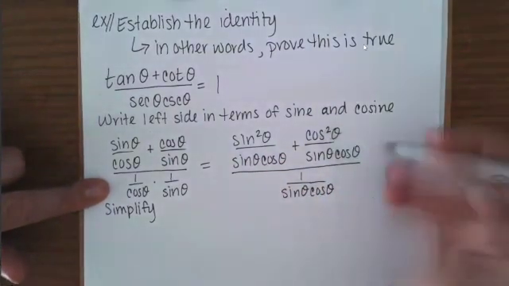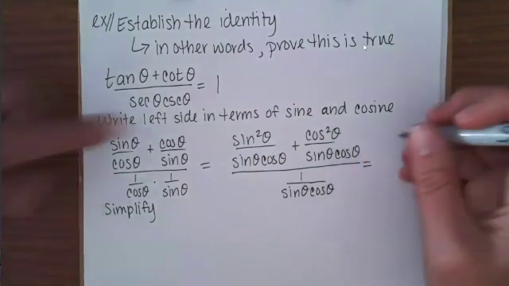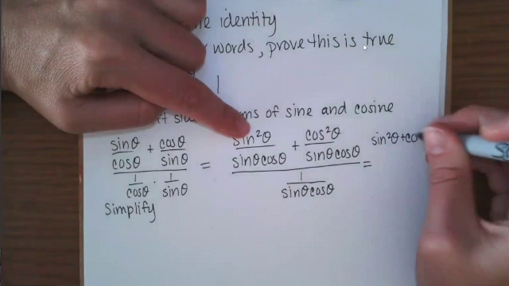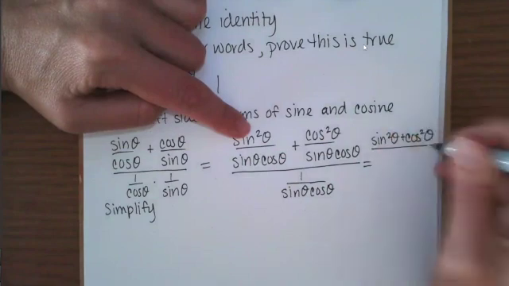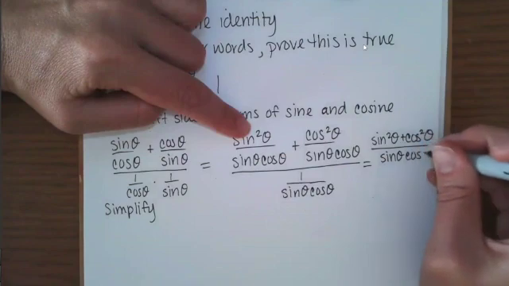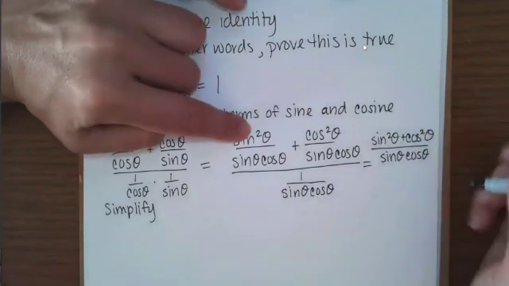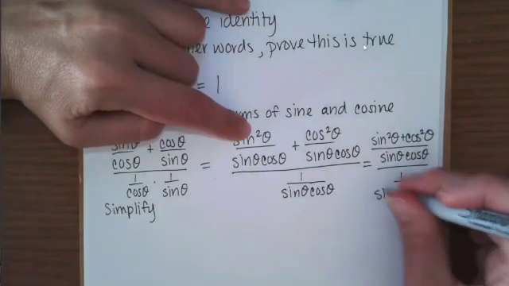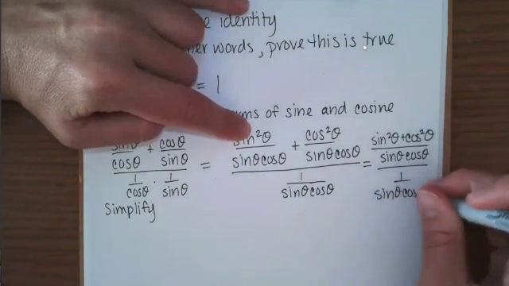Next step, let's add this fraction. So in my numerator here, I have sine squared of theta plus cosine squared of theta all over sine of theta times cosine of theta. And then my denominator is still 1 over sine of theta times cosine of theta.